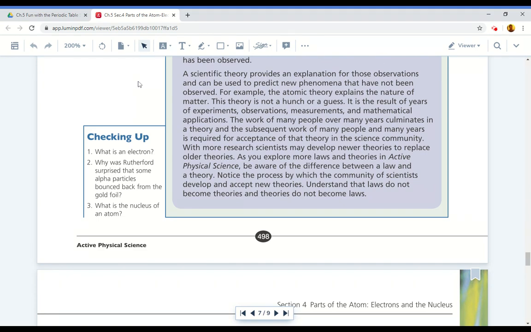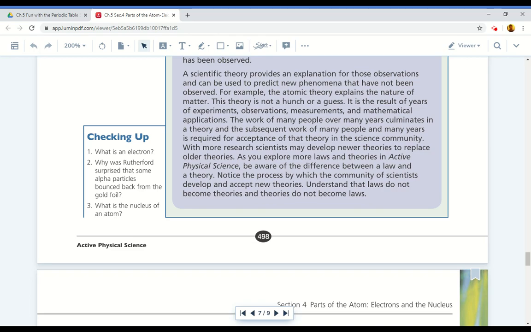Scientific theory provides an explanation for those observations and can be used to predict new phenomena that have not been observed. For example, the atomic theory explains the nature of matter. This theory is not a hunch or a guess. It is the result of years of experiments, observations, measurements, and mathematical applications.